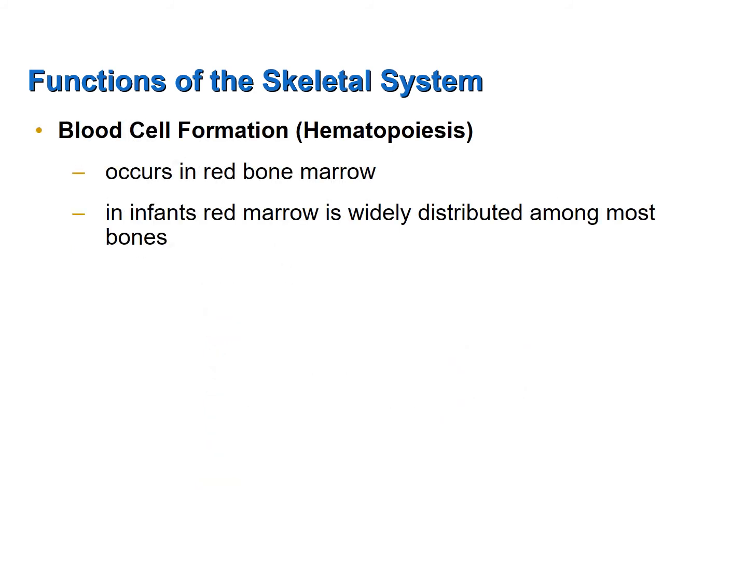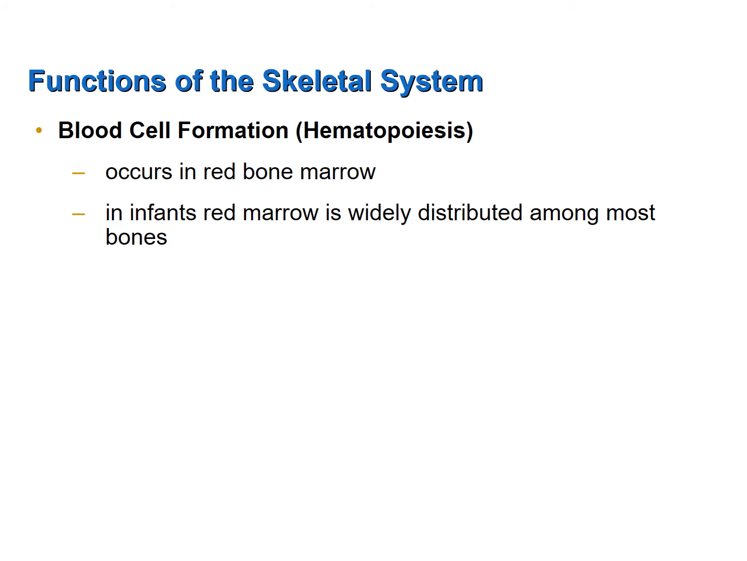The fifth and last function of the skeletal system is the production of blood cells, or hematopoiesis. Both red and white blood cells are formed in the red bone marrow. In infants, red bone marrow is pretty much found in every bone of the body.